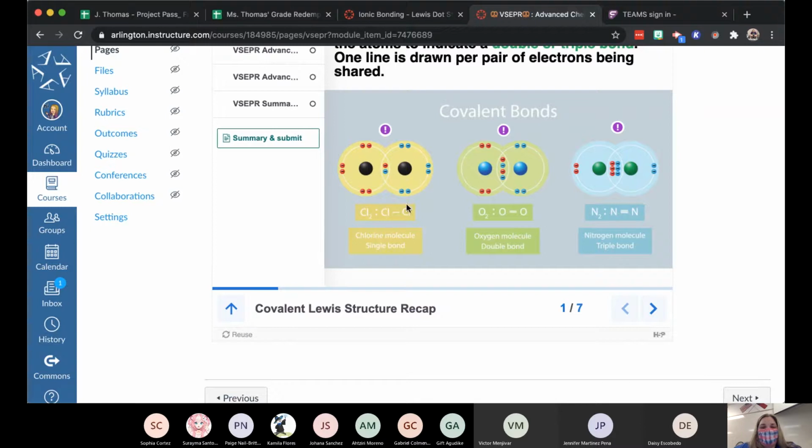So when we draw the Lewis structure, it looks like this, and here's the one single bond line that's connecting these two chlorine atoms, okay? And it's making a molecule of chlorine gas.